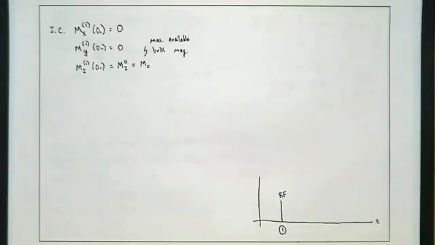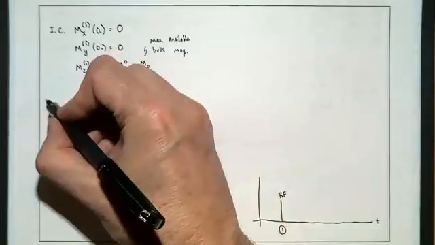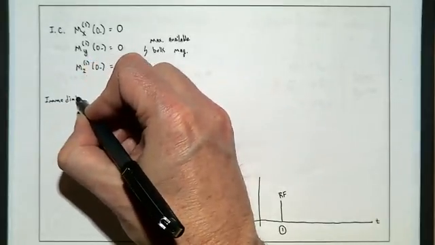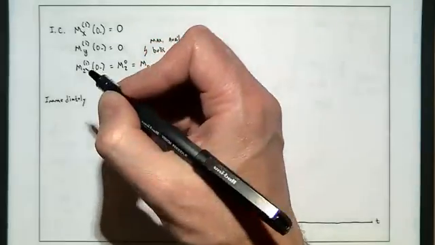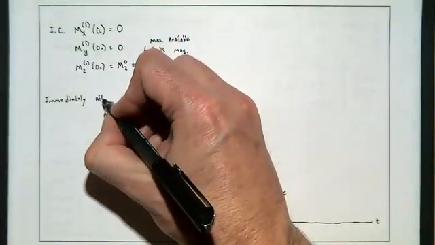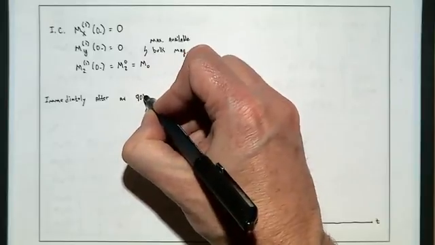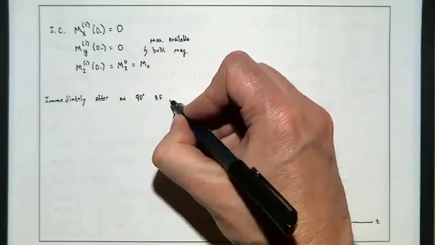Cool. So that's not so interesting. What's interesting is what happens, say, immediately after an RF pulse. And I'm going to call it a 90-degree RF pulse.